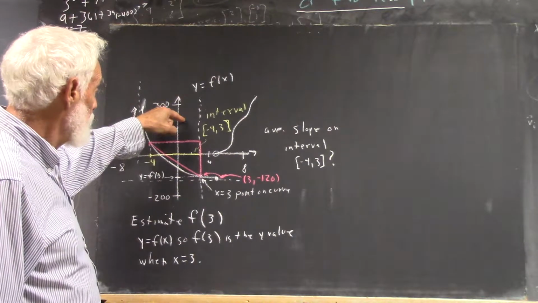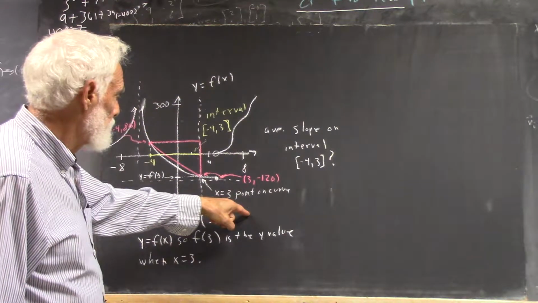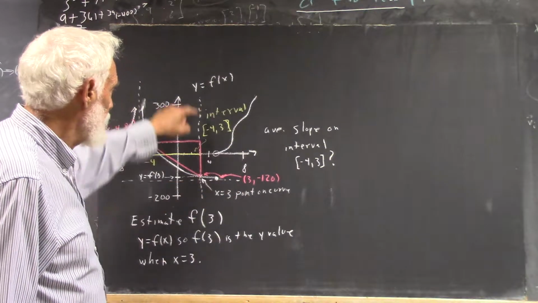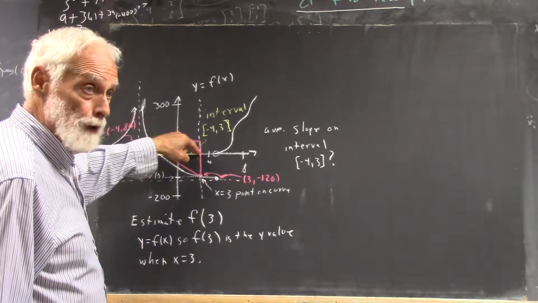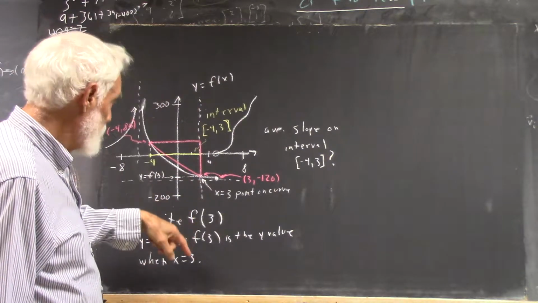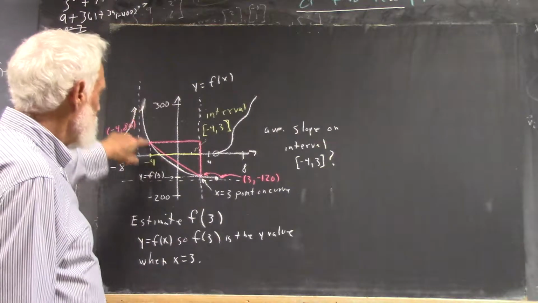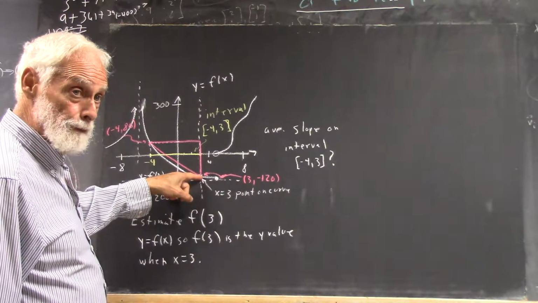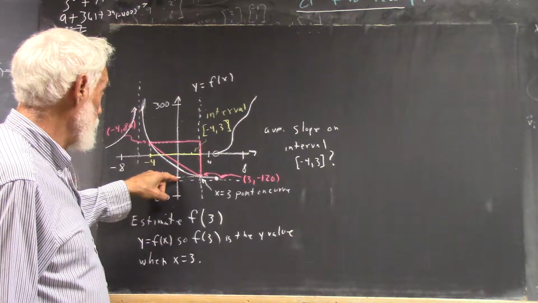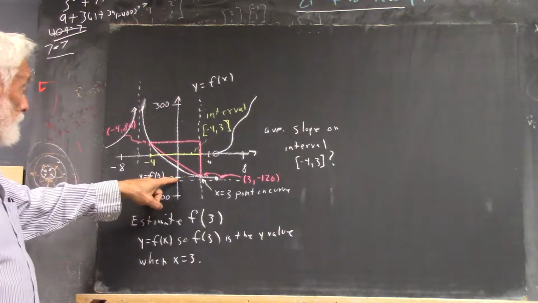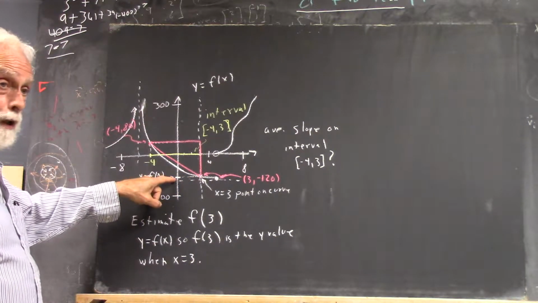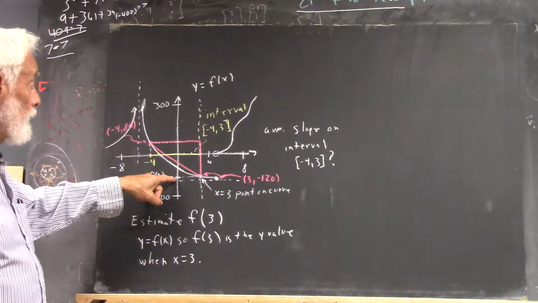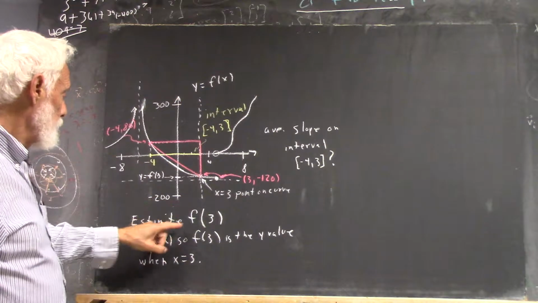X-coordinate of this point over here looks like it's 1. X-coordinate of this point over here is 8. X-coordinate of any point above and below the x equals 3 point is 3. We draw a dotted line there, see where it intersects the curve, and then we see what the y-coordinate is. The y-coordinate, well, we just draw a dotted line over to the y-axis, and whatever the y-coordinate there is going to be the value of our function at 3.